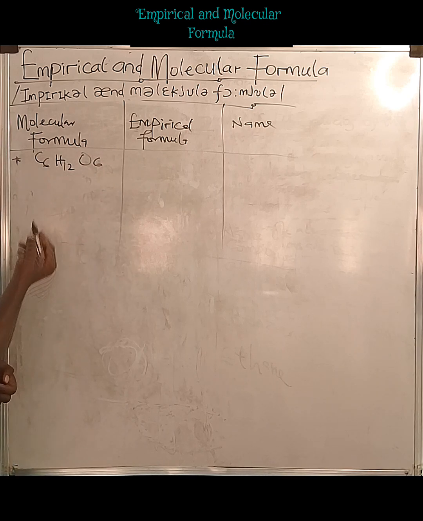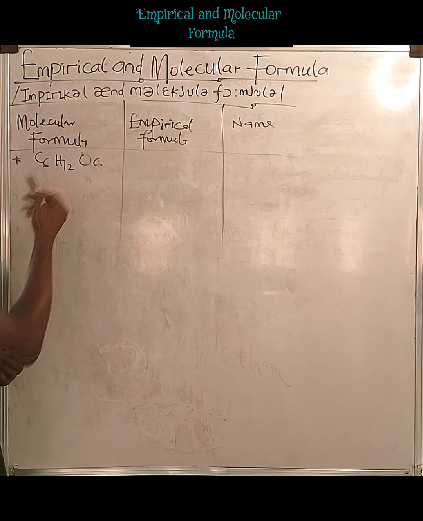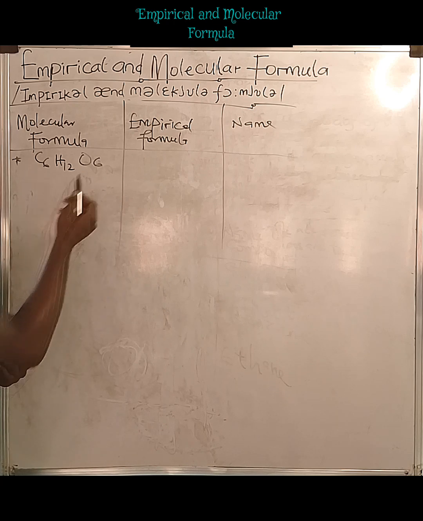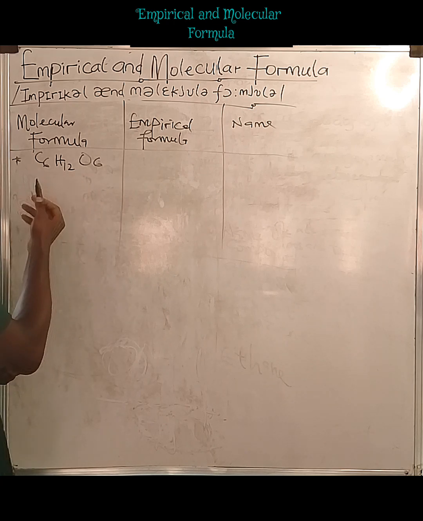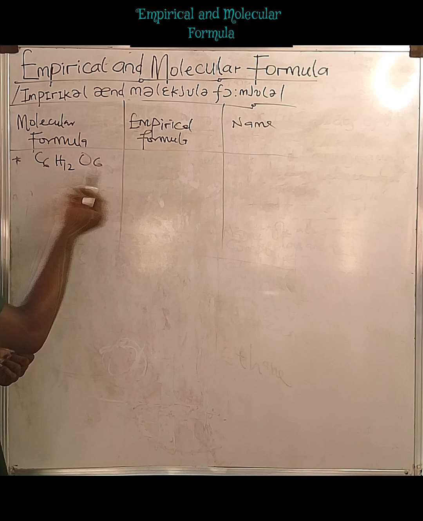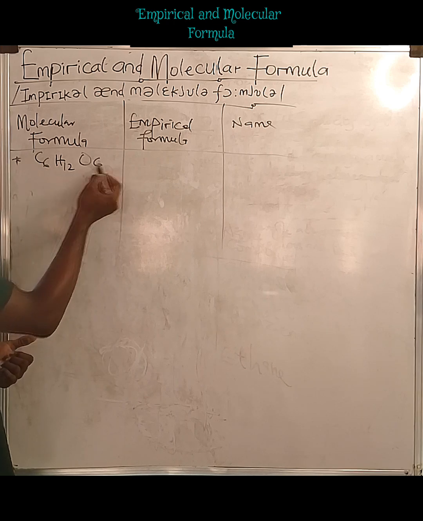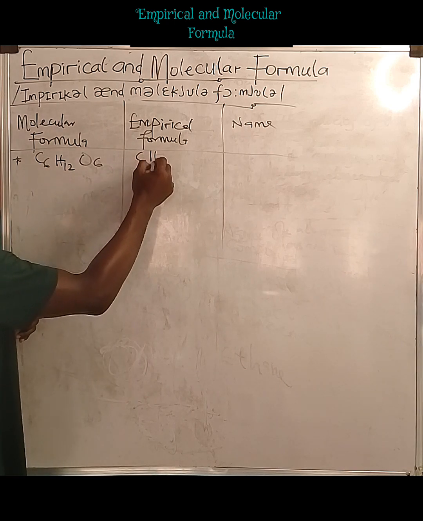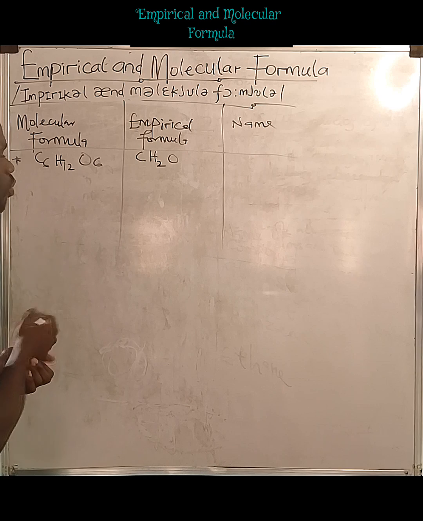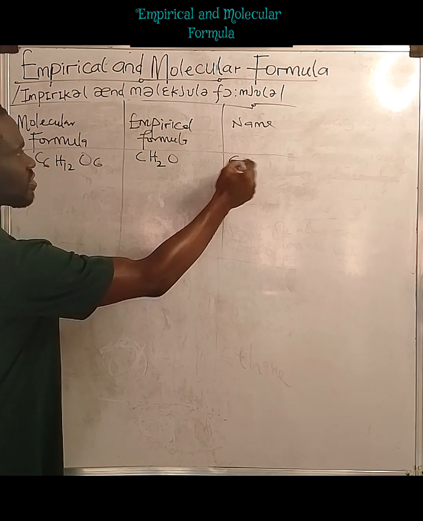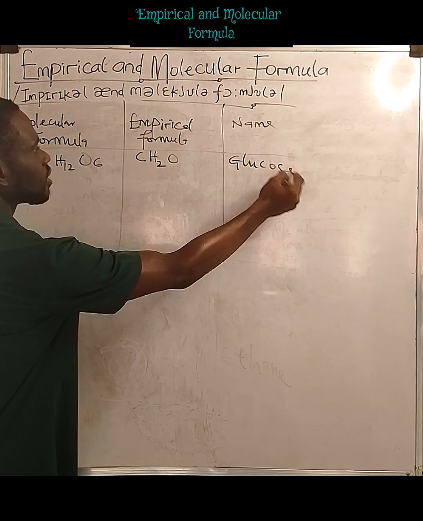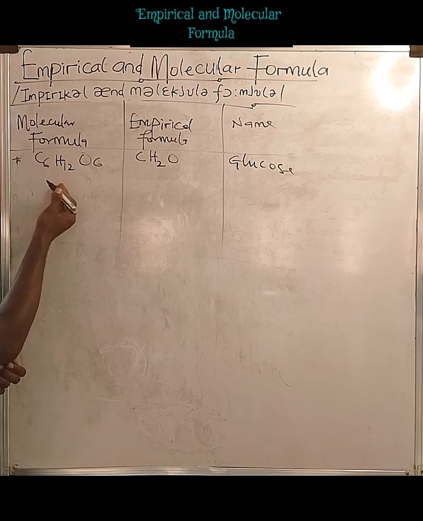So for example, we have C6H12O6. As you can see here, we have 6 atoms of carbon, 12 atoms of hydrogen, 6 atoms of oxygen. So we can break them down. 6 can go into all these numbers of atoms: 6 here gives 1, 6 here gives 2, 6 here gives 1. So here we can have CH2O. So what do we have here? This is glucose. This is a form of sugar. This is glucose here. So this is molecular formula.